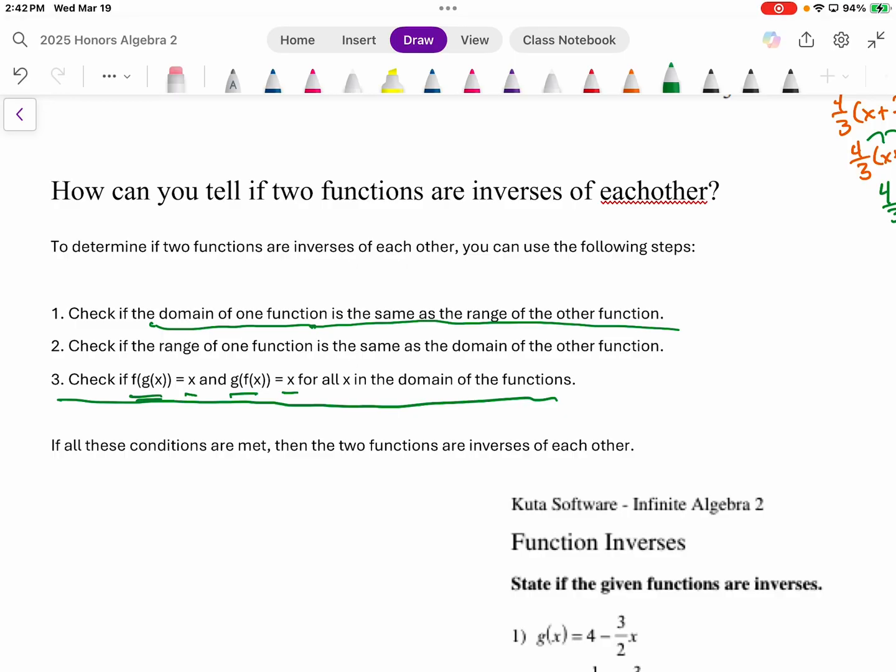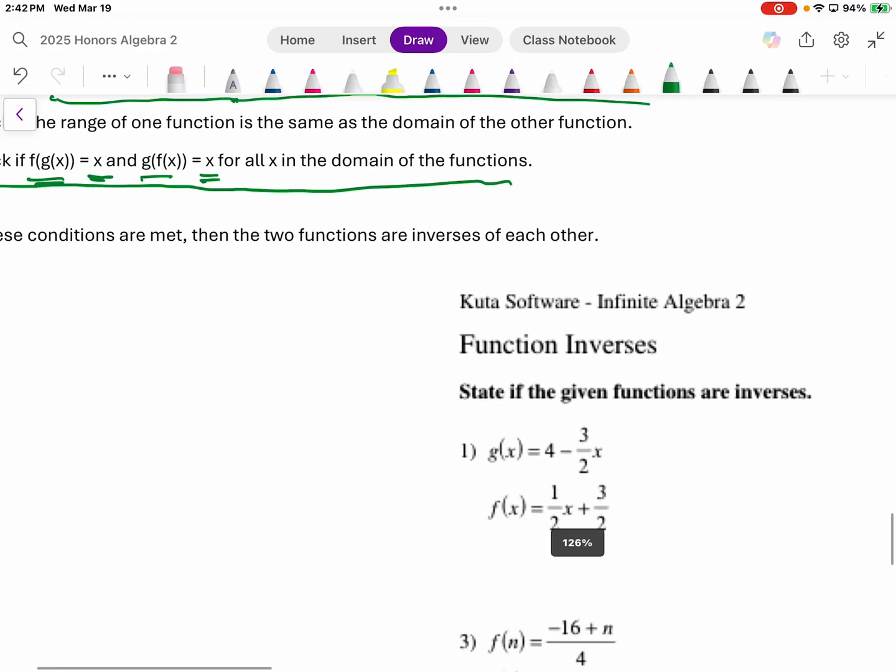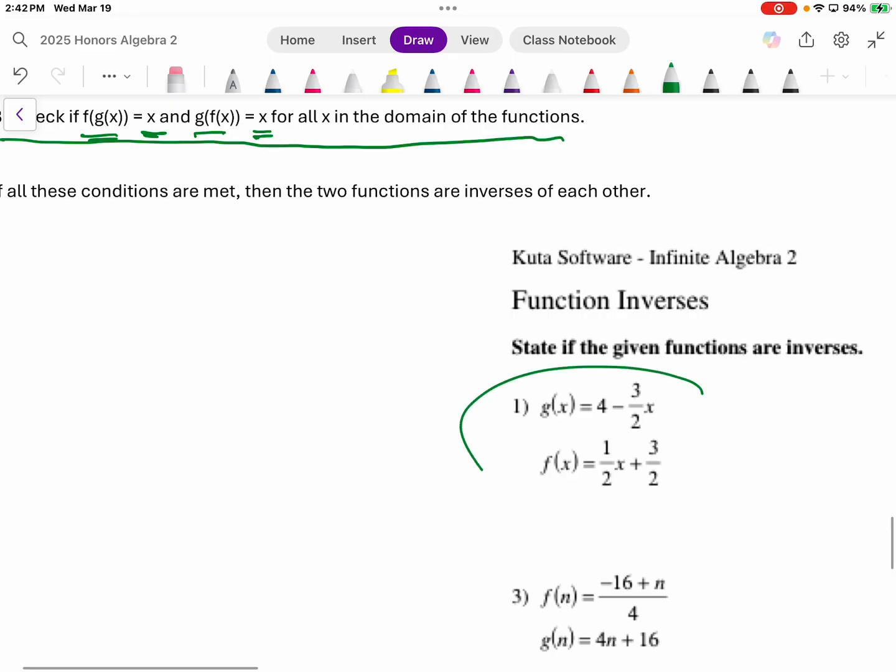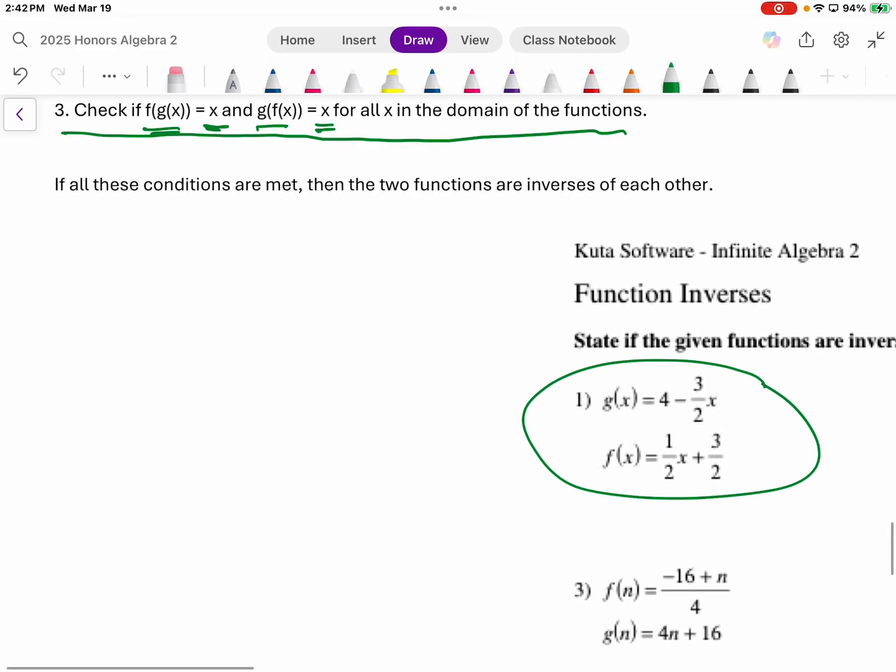Both of those, f of g and g of f, they both have to simplify to exactly the letter x. If they don't, then they're not inverses. Okay? So, for example, here's number 1. I'm going to pull it up over here on the side to have more room to write. I've got to test: is f of g of x equal to x, and is g of f of x equal to x.